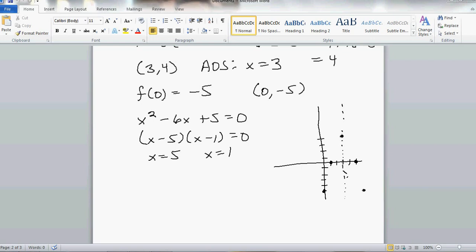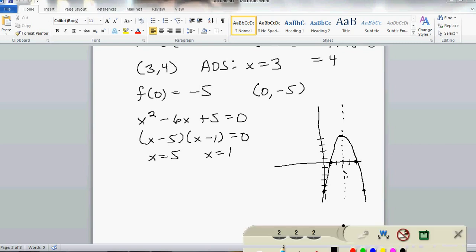Now it becomes relatively simple to draw a fairly decent looking parabola. And there we go. This would be -x squared plus 6x minus 5.